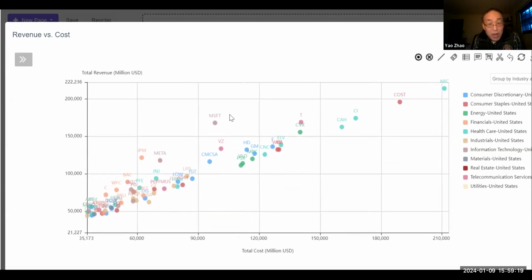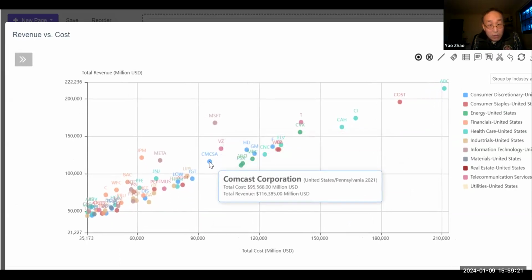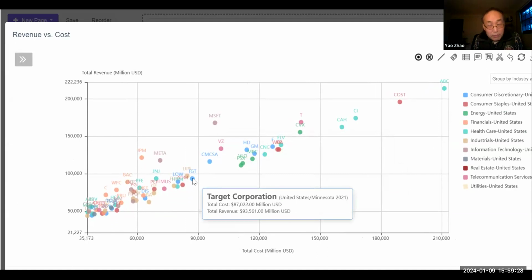So okay, we have Microsoft versus Comcast, the telecommunication company. I have Target as well. They spend about the same amount of money, but they made very different profits.